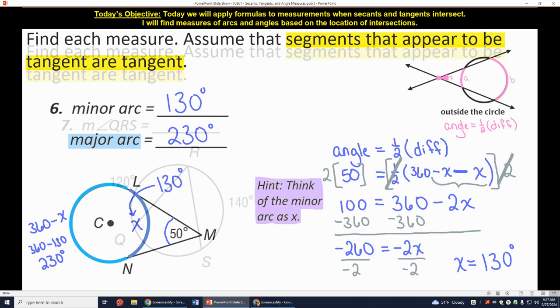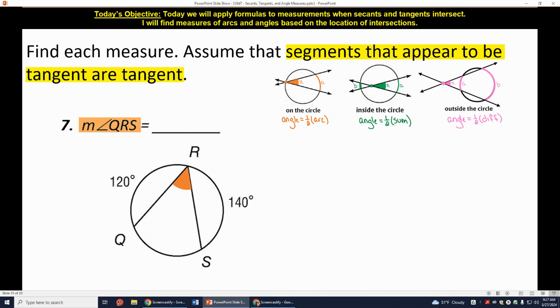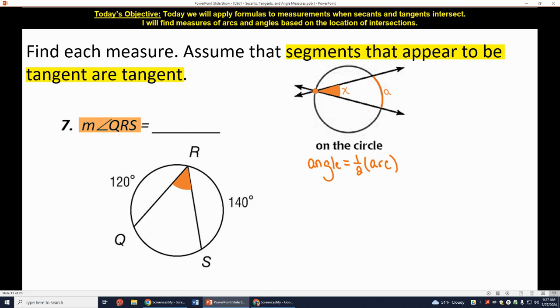Let's look at number 7. We want to find the measure of angle QRS. When I look at angle R, or angle QRS, I need to determine, is it on the circle, inside the circle, or outside the circle? This angle is on the circle. It's an inscribed angle. We've done problems like this before when we first looked at inscribed angles on day 3 of the unit. I know that the measure of angle QRS is going to be 1/2 the arc. So I need to determine what is the value of arc QS.